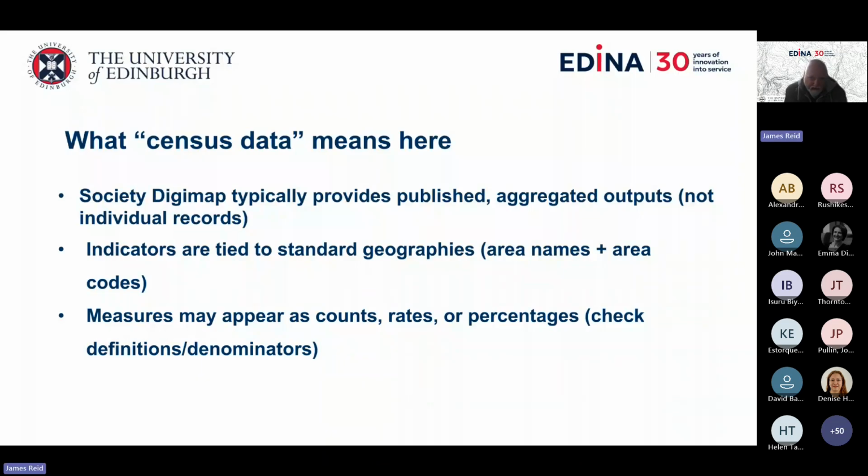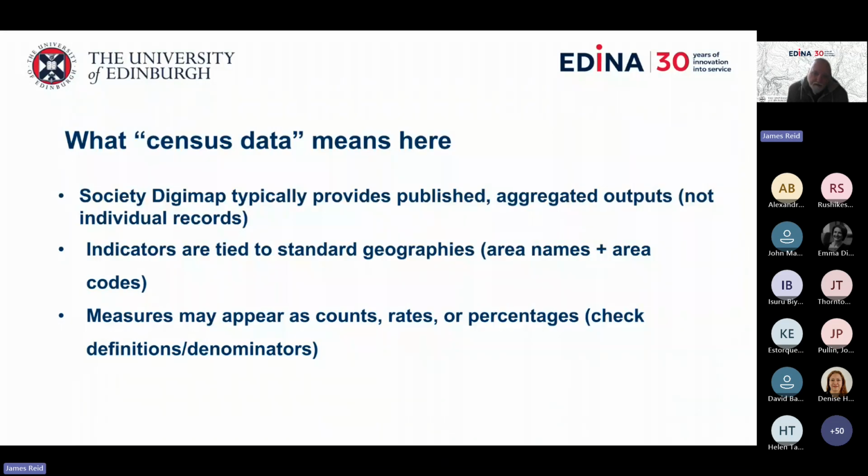So census data here within the context of Digimap typically provides published aggregate outputs, not the individual record level. If you're interested in things like the sample of anonymized records or flow data, sometimes known as interaction data, that's the who, when, where, from where, those are available through other services that are not operated by EDINA, but form part of the UK Data Service.